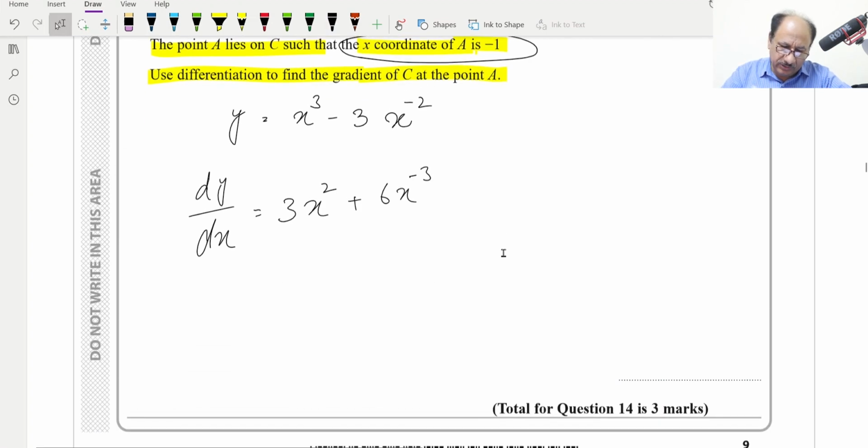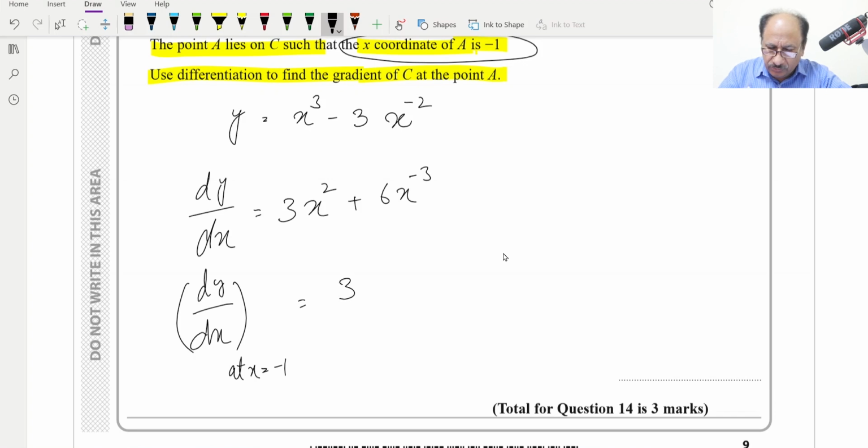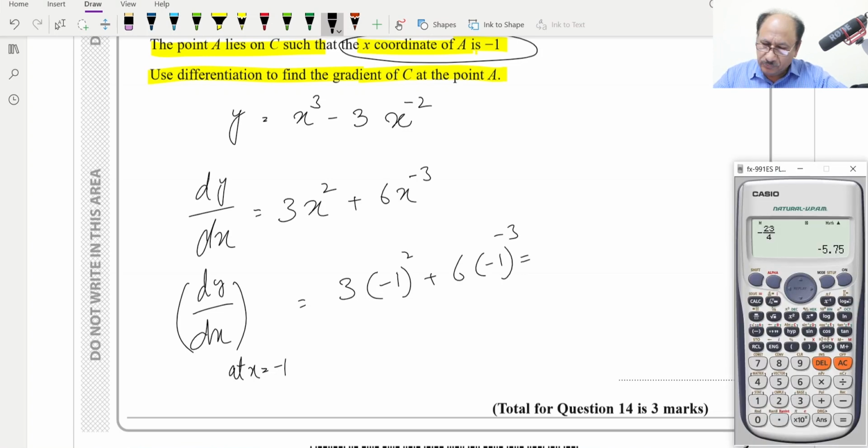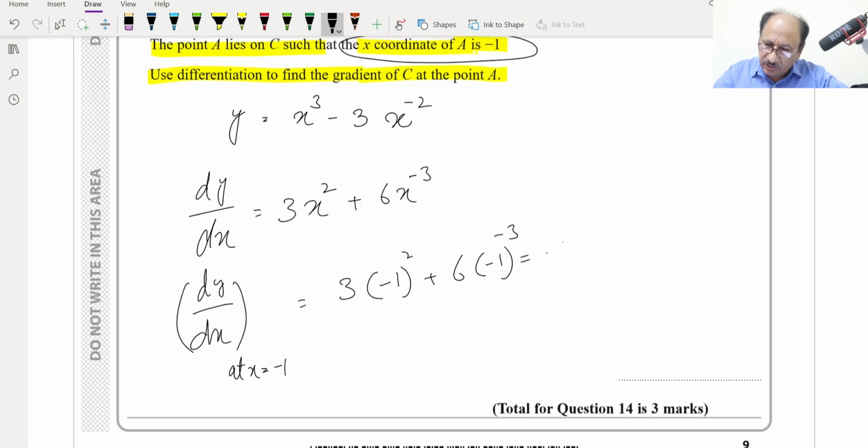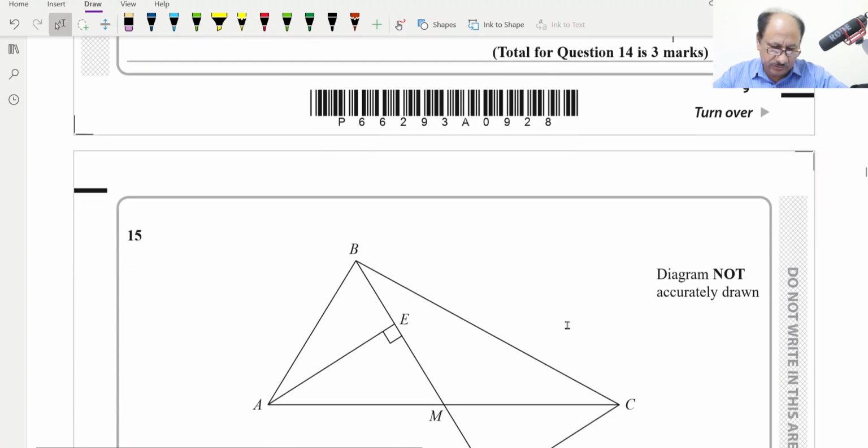So dy over dx at x is equal to -1 will be equal to 3 into (-1) squared plus 6 into (-1) raised to -3, and the rest is calculator job. It will be 3 into (-1) squared, and next will be plus 6 into (-1) raised to the power -3, and this gives us -3, so -3 will be the gradient value, which we are done with.